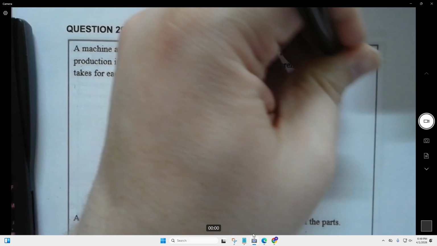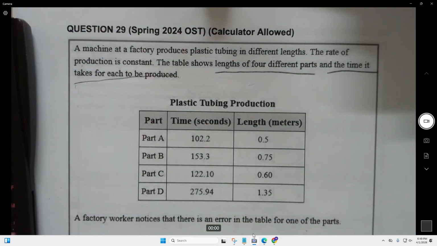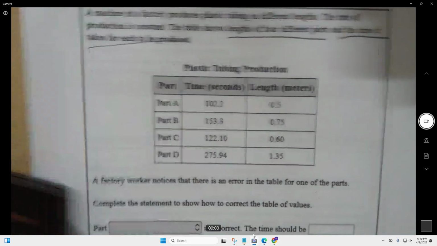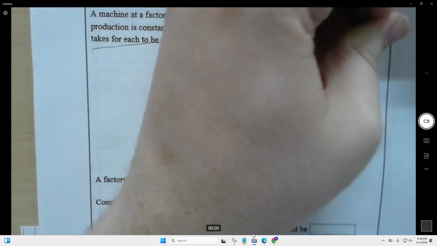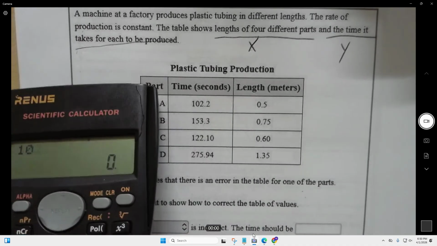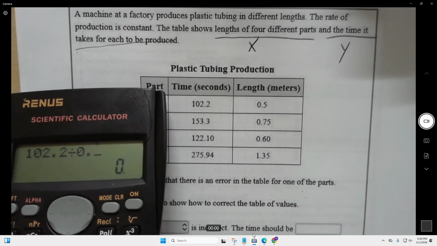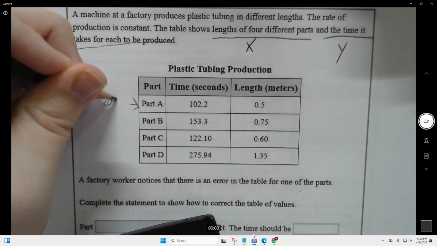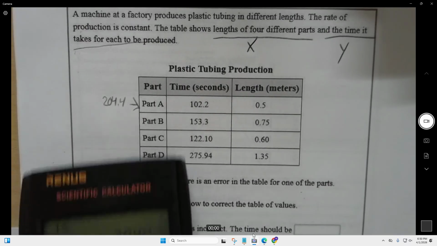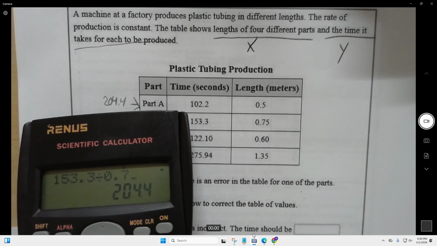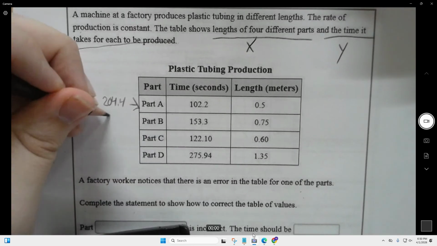So, the table shows length and the time that it takes for each to be produced. So, length would be your X, time would be your Y. Okay? So let's do this. 102.2 divided by 0.5. Y divided by X. 204.4. 153.3 divided by 0.75. Y divided by X. 204.4.